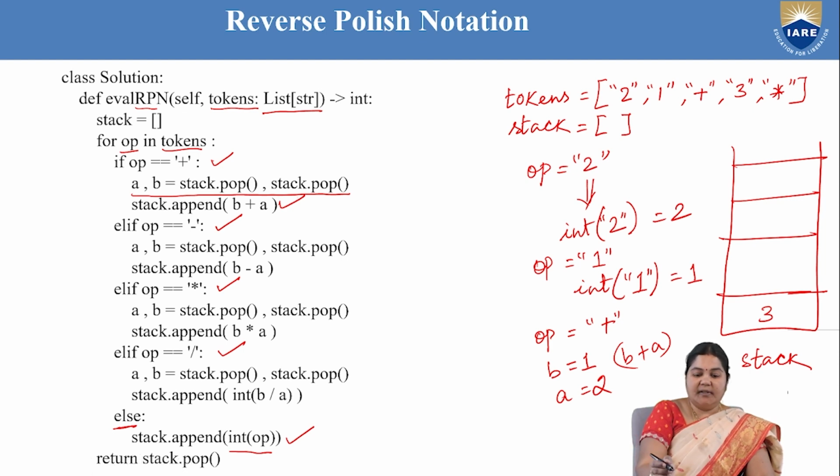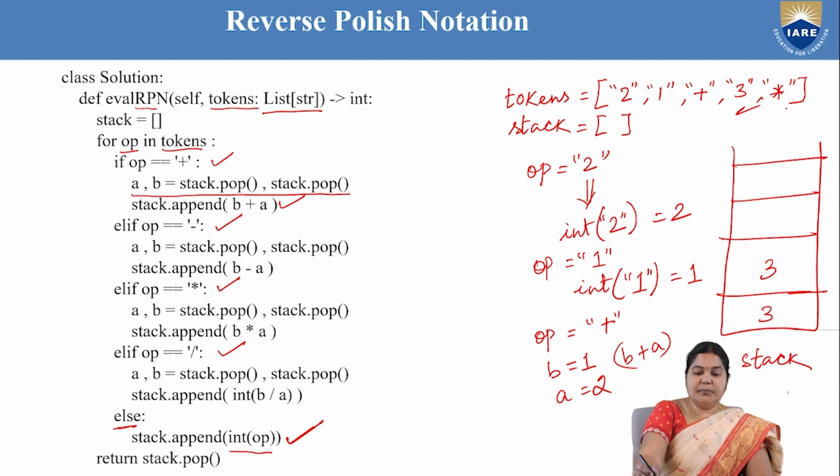Right. Now the next symbol is again 3. 3 is an operand, so we have to store it into the stack. We'll convert it into an integer and push it onto the stack. Now it is like this.